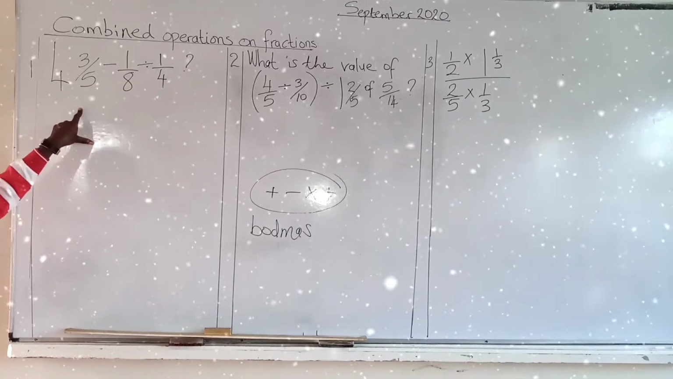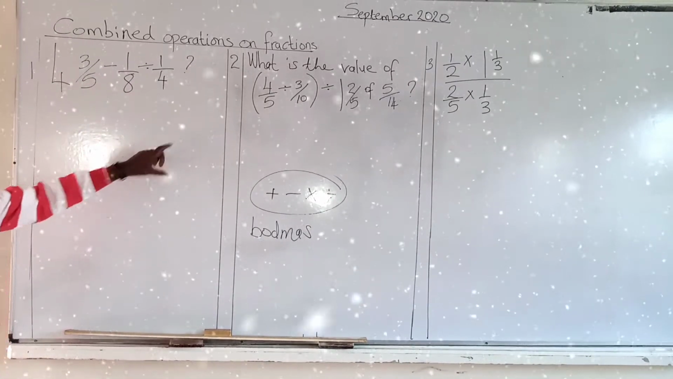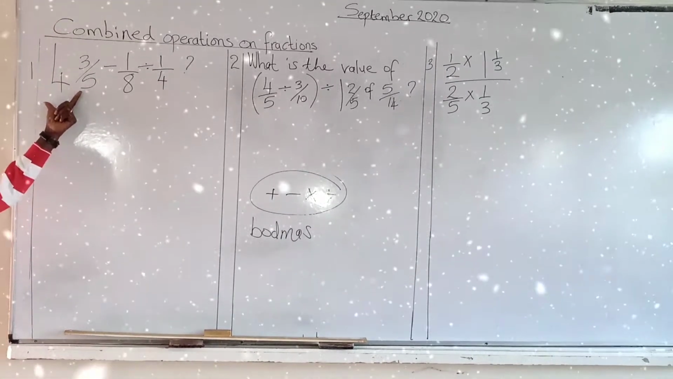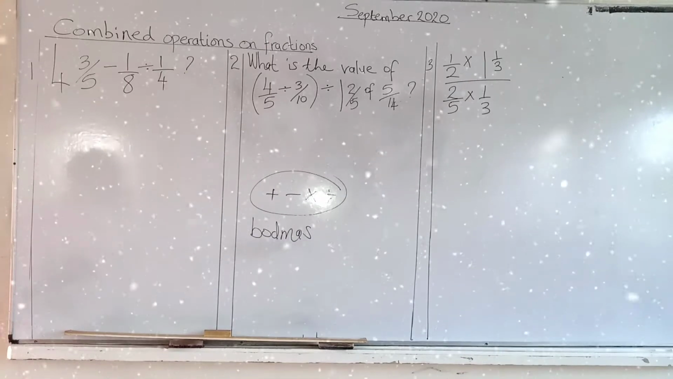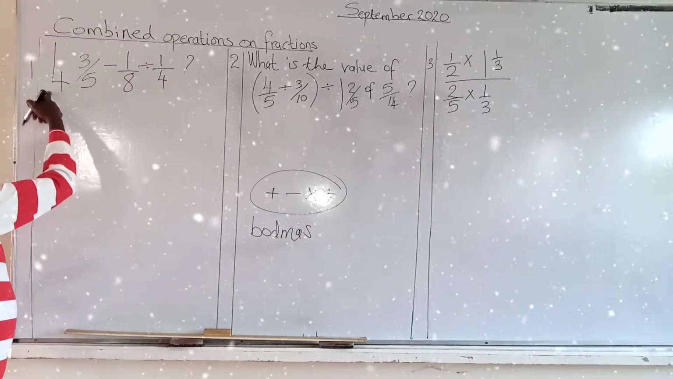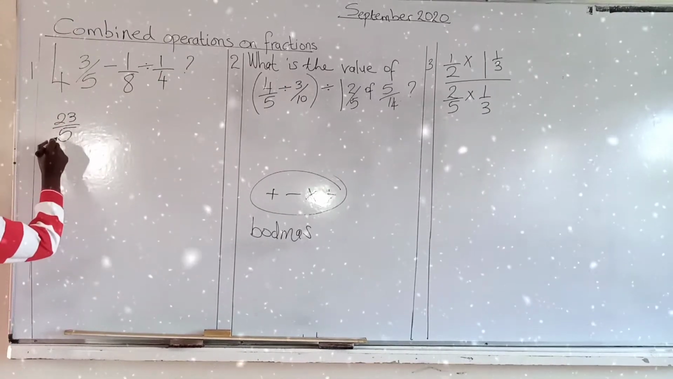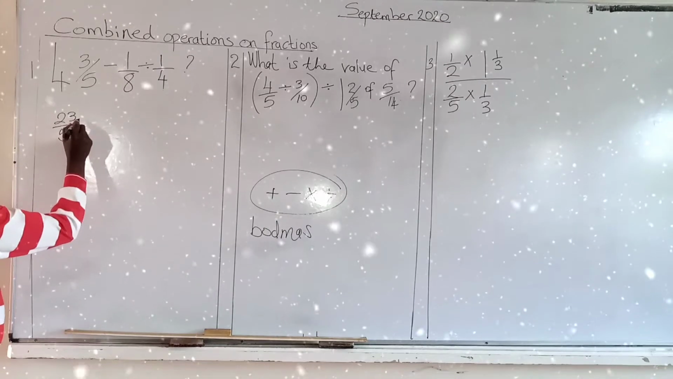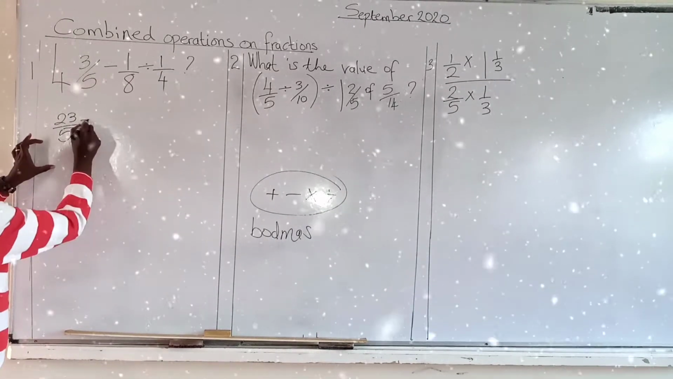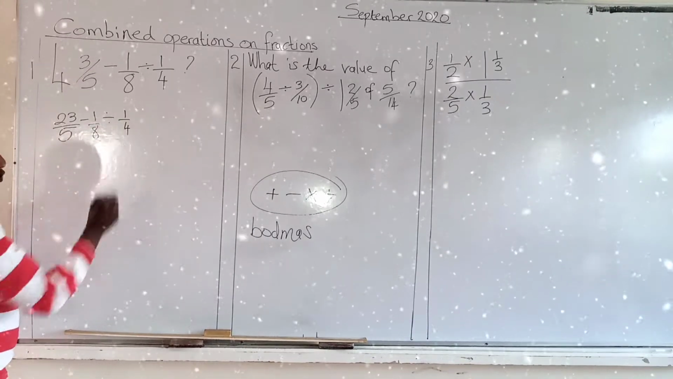4 and 3 over 5 minus an eighth divided by a quarter. The first thing you do when you're given a mixed fraction is to convert it into an improper fraction. 5 times 4 is 20. 20 plus 3, you get 23 over 5. And then minus an eighth, and then divide by a quarter.